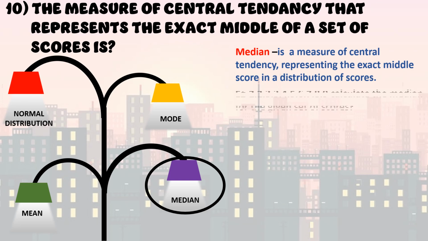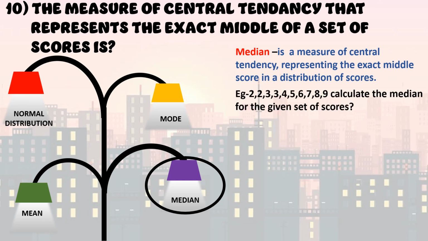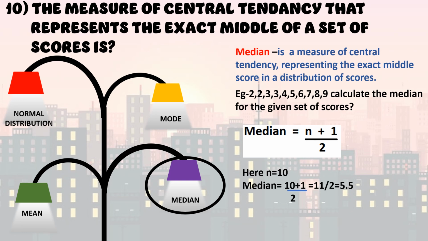So now let us see here an example. Here there is a set of scores and we have to calculate the median of this set of scores. So now we will be applying the formula, that is median is equal to (n plus 1) by 2. Here n is the total number of scores. When you count it here, you will come to know that n is equal to 10, and putting this in the formula, that is 10 plus 1 divided by 2 gives you the answer as 5.5. So here 5.5 is the position of the median for the given set of scores.